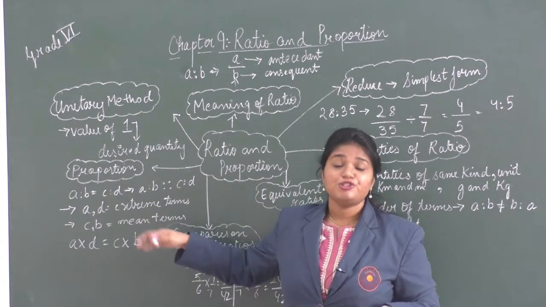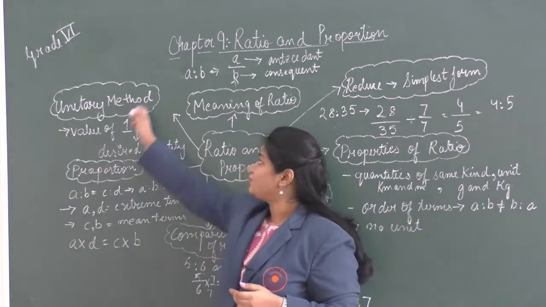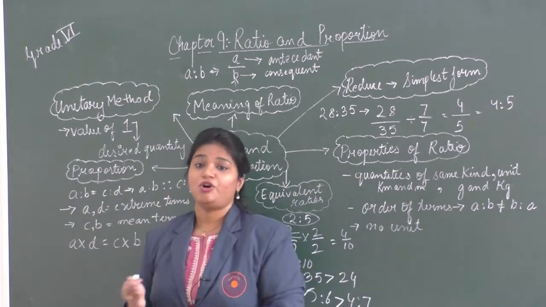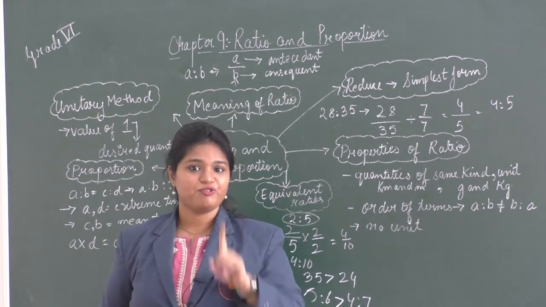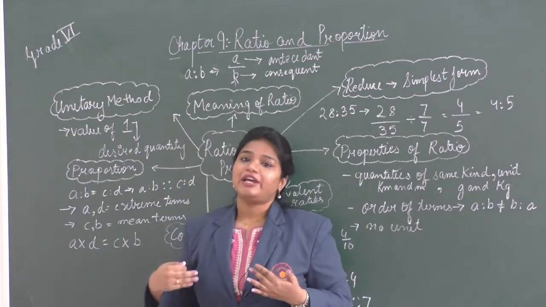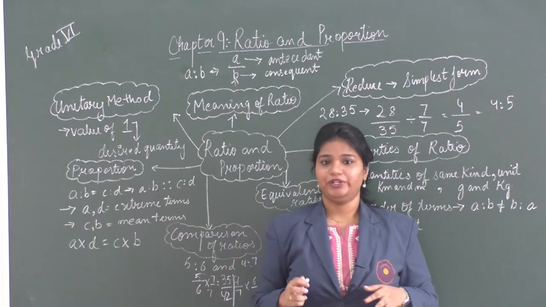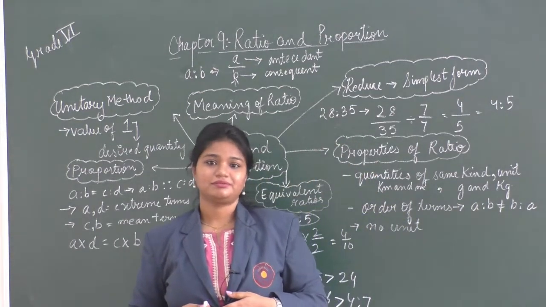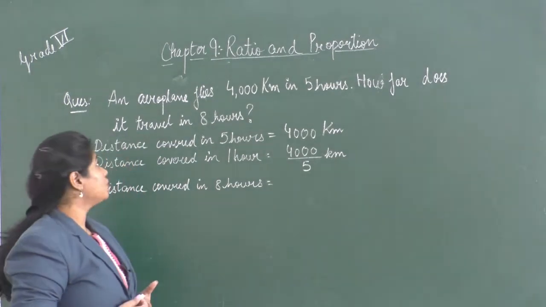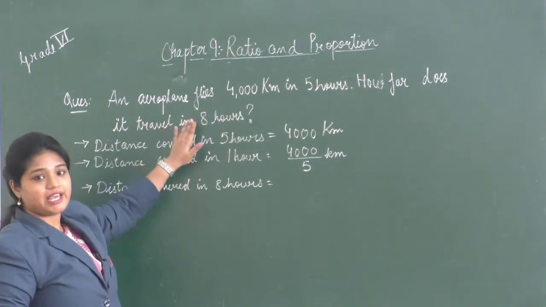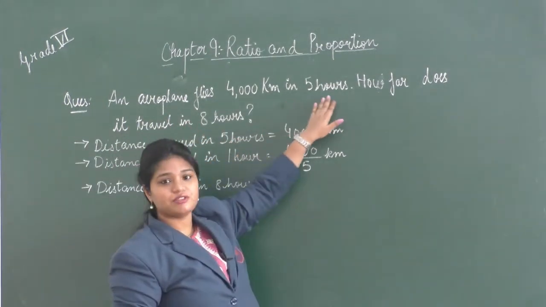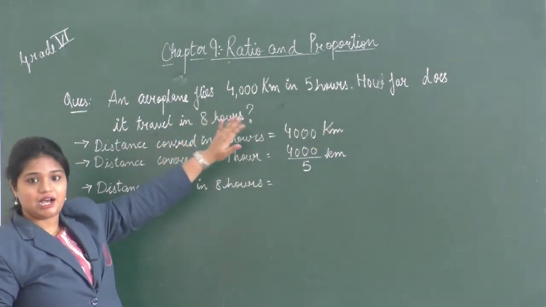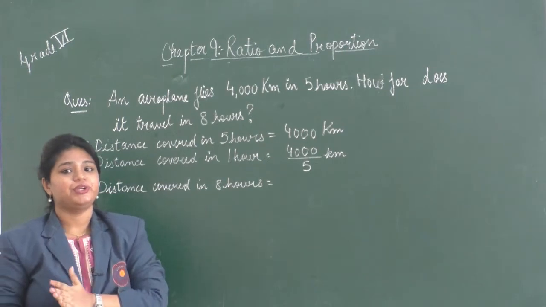Now after proportion, we move to the last topic, that was unitary method. We learned that unitary method is all about finding the value of one quantity and then we find the value of the desired quantity. Now let's look at an example for unitary method. So here is the question. Question is, an aeroplane flies 4,000 kilometers in 5 hours. How far does it travel in 8 hours? So this is a question for unitary method.